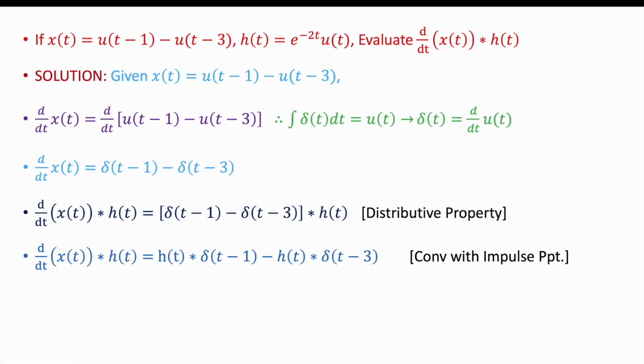And here we can see the property of convolution with the impulse. We have seen that if you take the convolution of any signal with the impulse or the shifted version of the impulse, the result will be the shifted version of that signal, where you have the shift in the impulse. Here the shift is t-1, so the result will be h(t-1). Here the shift is t-3, then the result will be h(t-3).